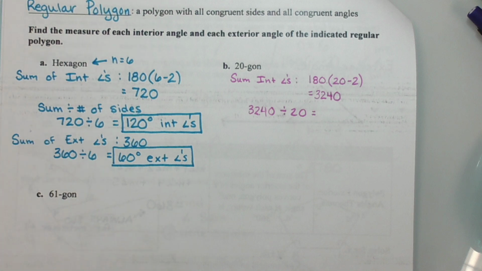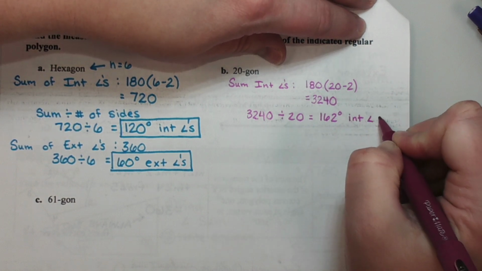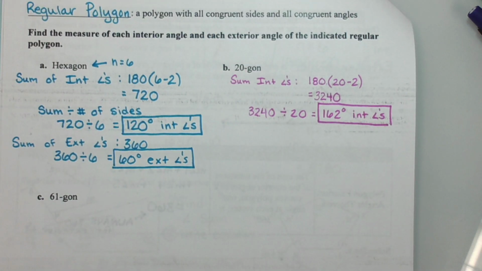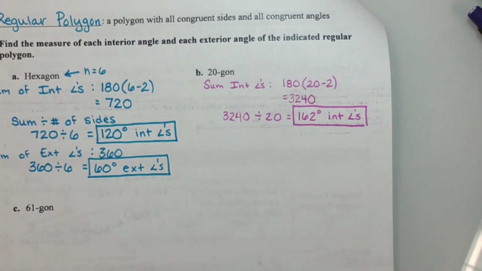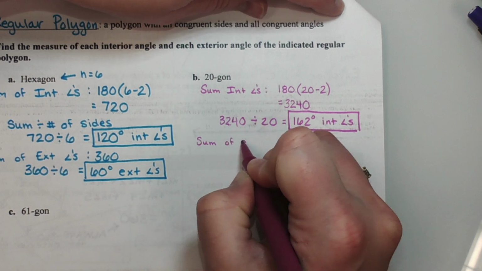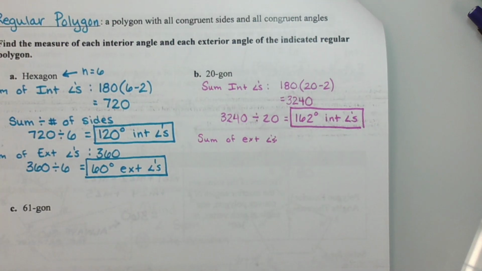What do we get? 162. 162 degrees. Now, please do mark that that is an interior angle versus an exterior angle, because there's two answers I'm looking for. I want to know which one's interior, which one's exterior. I do the same thing for the sum of the exterior angles. Except, that's even easier. Because Lauren, what does every exterior angle add up to on every single polygon?